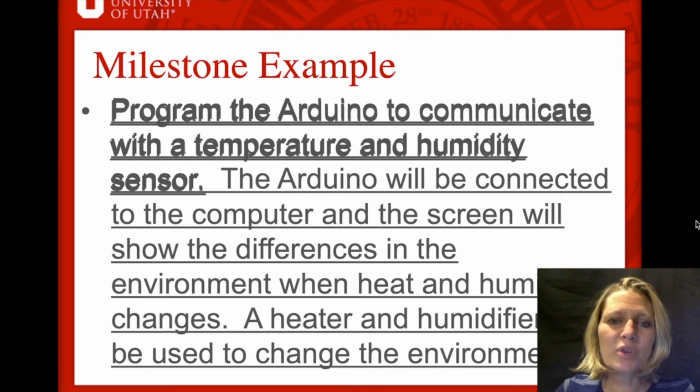So to make this more clear, I could add that it will be connected to the computer and the screen will show the differences in the environment when heat and humidity change. Again, that's still pretty vague, but that's better than it was before. A heater and humidifier will be used to change the environment. So it tells me my test setup along with what I expect out, which is output on the screen that shows differences in the environment. So it should show a difference between one heat and a different heat.